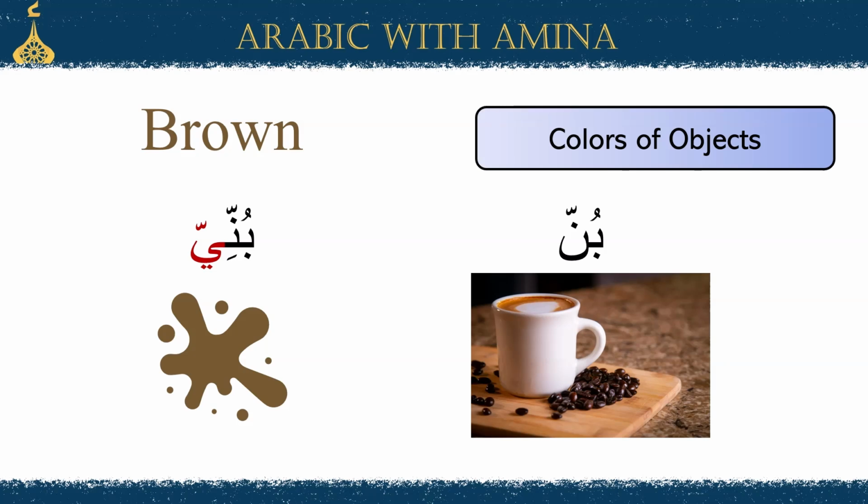This rule of adding a ya at the end of a word is a very intuitive and natural pattern that makes vocabulary learning so much smoother. You just add a ya, bun, bunni.